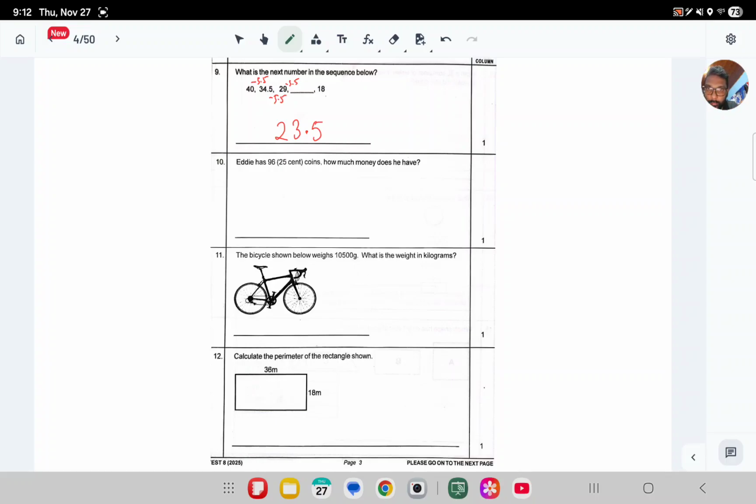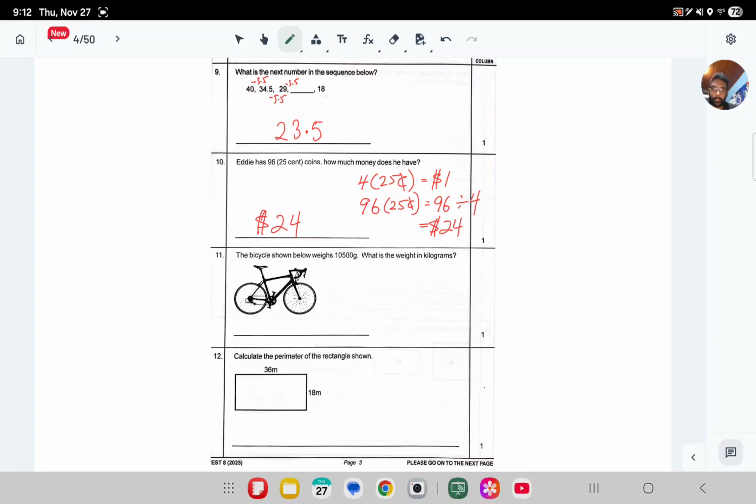Number 10, Eddie has 96 25-cent coins. How much money does he have? All right, so we know now that 4 25-cent coins is equal to $1. So to calculate for 96 25-cent coins, how much dollars that will be? It will be 96 divided by 4. And that will give us $24. So he has $24.